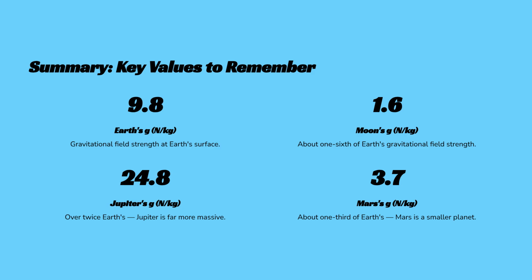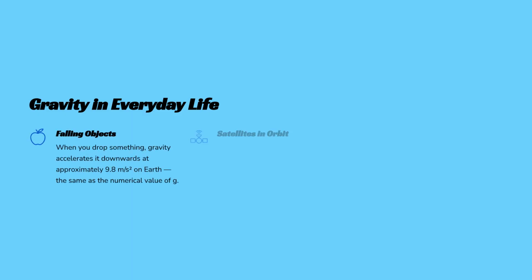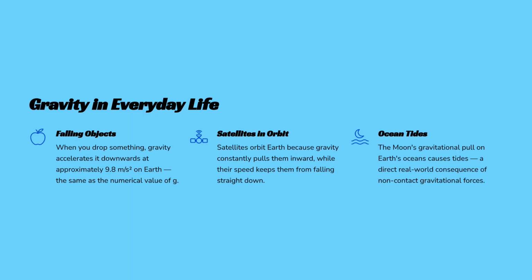To summarize these values, Earth's field strength is 9.8, the Moon's is 1.6, Jupiter's is 24.8, and Mars's is 3.7. Note the differences based on the planet's mass. Gravity influences many things, from the acceleration of falling objects to maintaining satellite orbits and causing ocean tides.